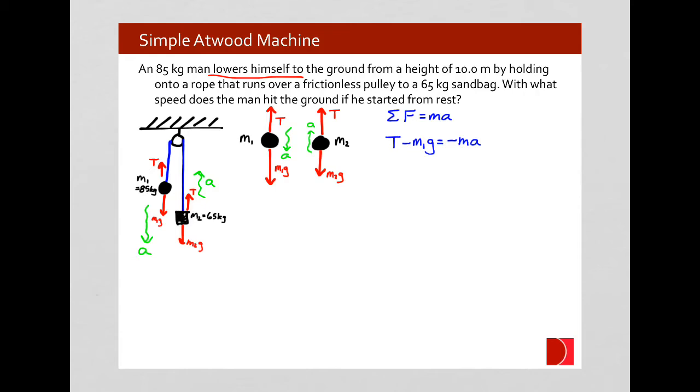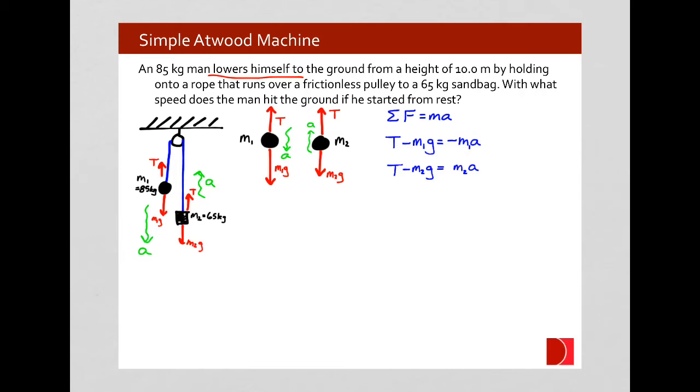For the sandbag, we'll do the same thing. We have tension upwards, we have the weight of the object downwards, and that will equal mass times acceleration, and it is accelerating upward, so that's a positive amount. We can also see the tension has to be greater than the weight of the sandbag to pull it up. The tension here is less than the weight of the man, that's why he's falling downwards, and that's why it should equal a negative value.